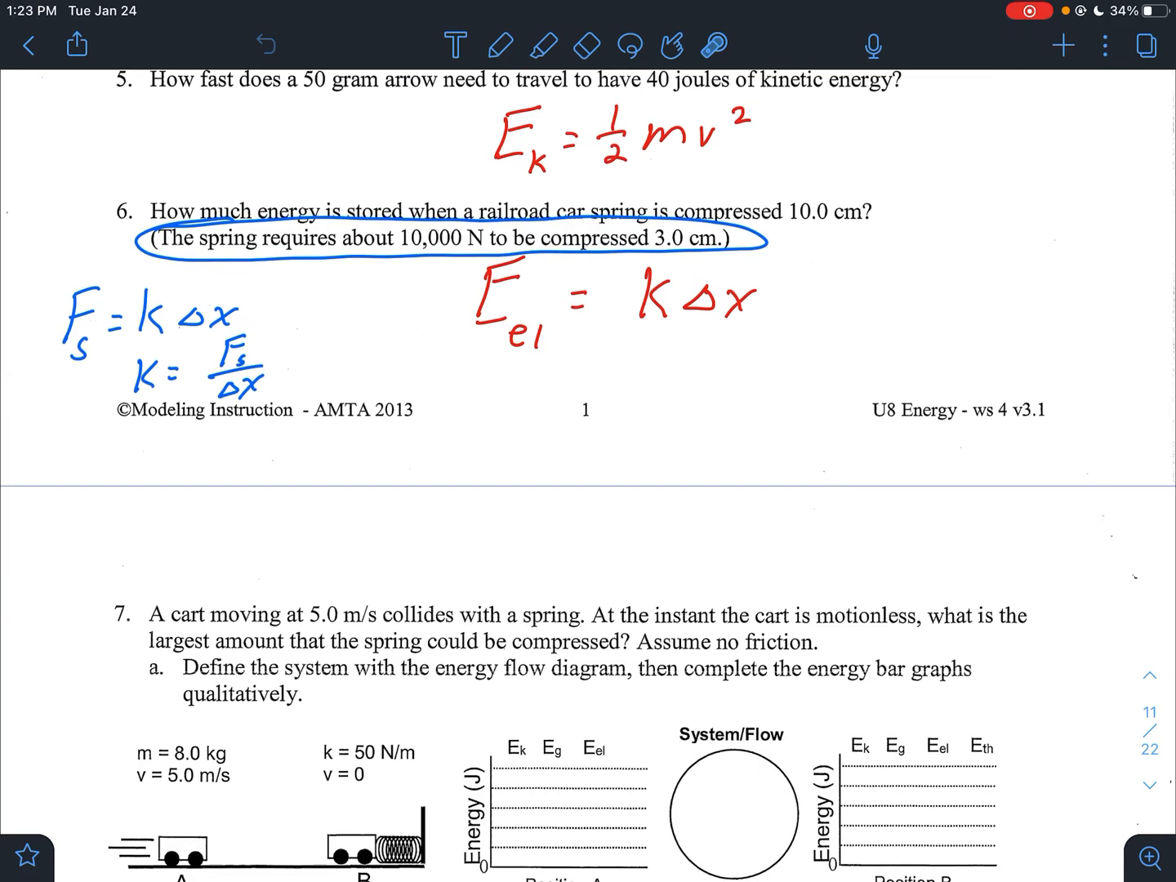In 6, we're looking for elastic potential energy, but we're only given how much the spring is compressed. We're not given the K value, but we are given enough information to calculate that K value using Hooke's law, the equation we developed in the lab. So you're going to have to do that first and then plug it into our elastic potential energy equation. Oops, I think I erased the square.